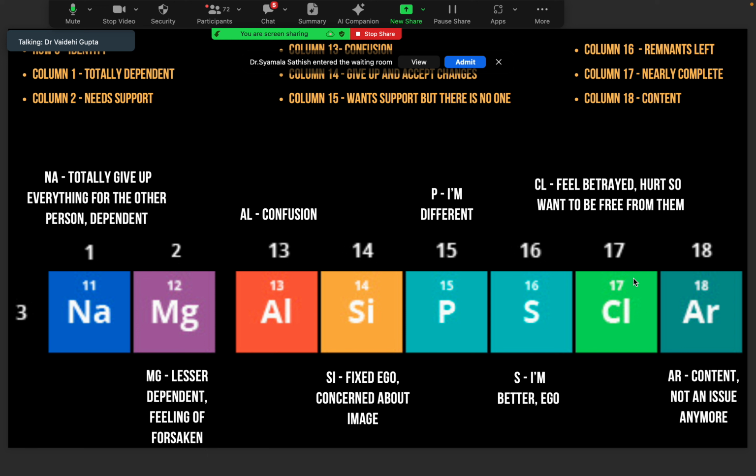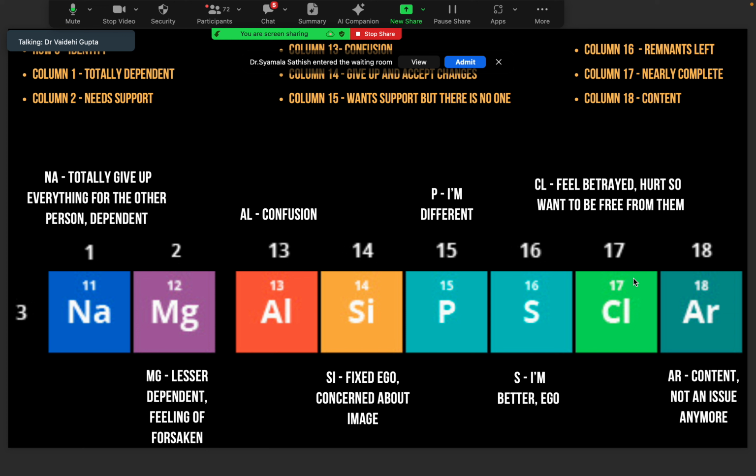Magnesium, lesser dependent. Aluminium, it is a column of confusion. So there is a confusion about identity: what should I be or what not? Silicon, there is a fixed ego, fixed ideas. So they are concerned about image. They are quite clear that yes, if I get that mark, then I'll be popular in the class. Otherwise, I won't. So there is a fixed ego.